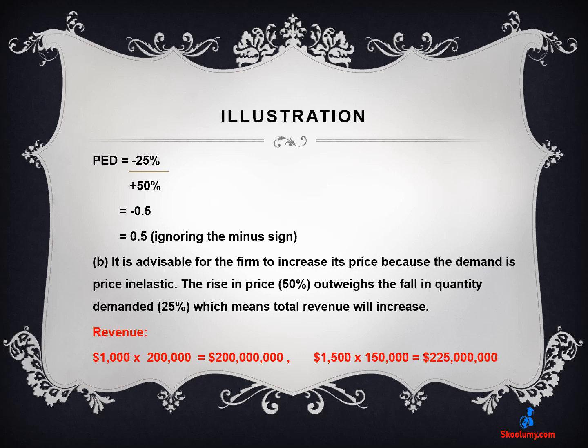total revenue will increase. We can also cross-check by calculating the total revenue at each price. Total revenue before the price rise is $1,000 times 200,000. This gives $200 million. Total revenue after the price rise, $1,500 times 150,000. Revenue is $225 million. This means by increasing the price, revenue will increase.